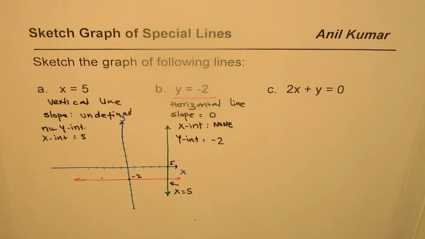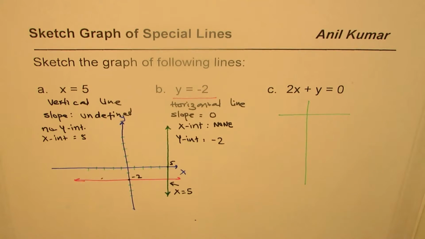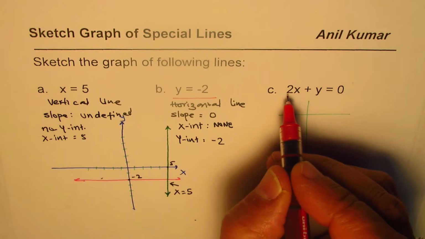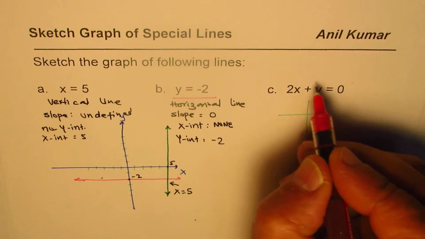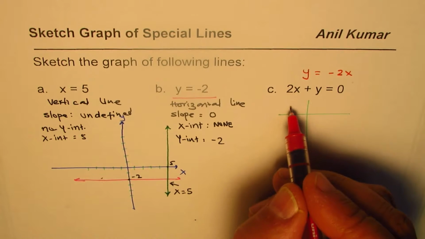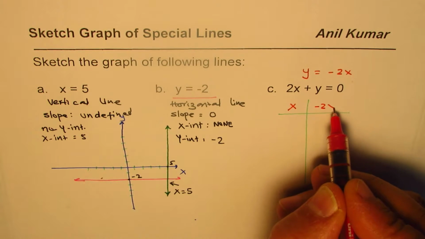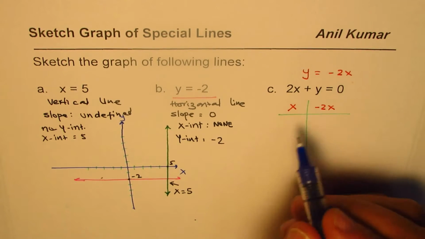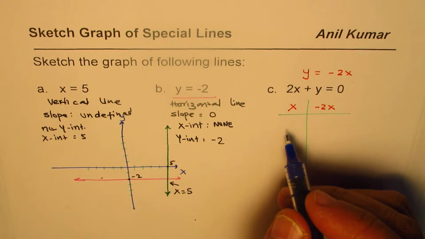Now let's look into the third example, which is 2x plus y equals to 0. Now in such cases, what we should do is we can make a table of values, right? So the equation given to us is 2x plus y equals to 0. We can write it as y equals to minus 2x. Right? Let's rearrange. In that case, let me take some x values, and then we'll find the y values, which is minus 2 times x. So we'll make a table, and in this table we'll not take more values, just 3 or 5 is maximum good enough, right?